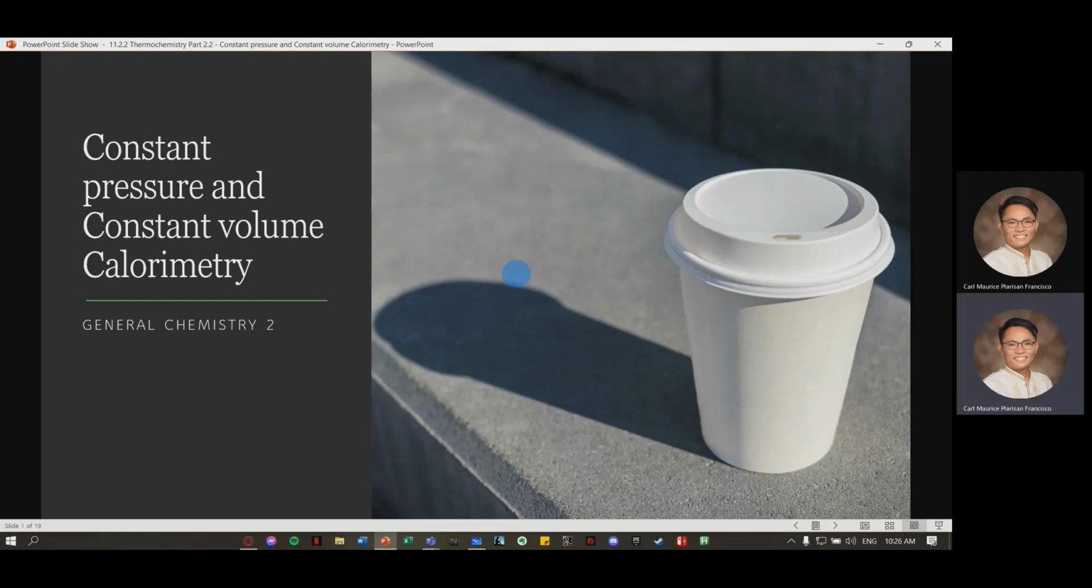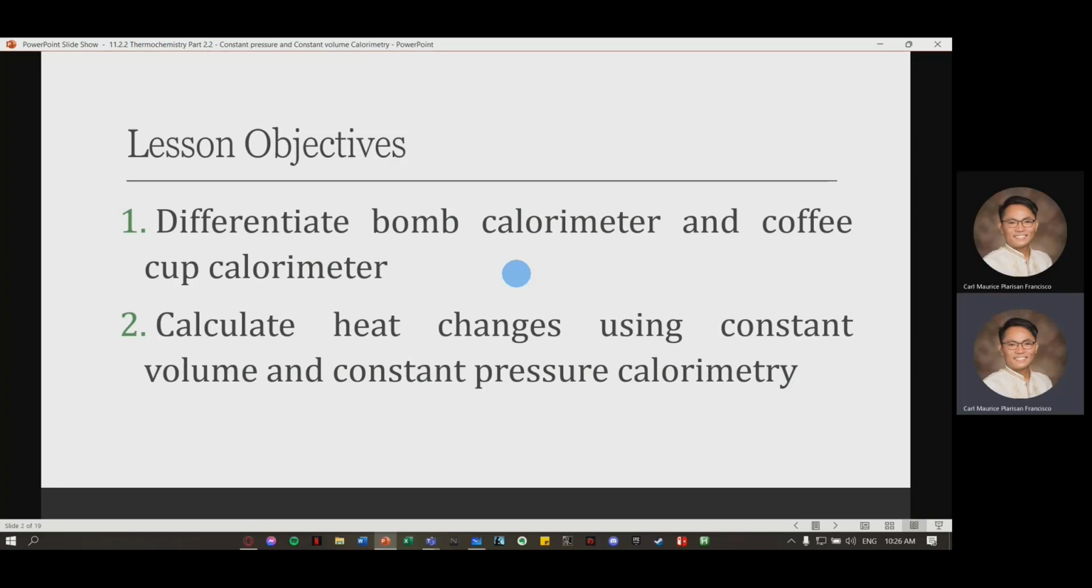Good day. For this lecture video, I'll be talking about constant pressure and constant volume calorimetry. The following are the lesson objectives. Number one is to differentiate bomb calorimeter and coffee cup calorimeter. The second is to simply show calculation on heat changes using constant volume and constant pressure calorimetry.